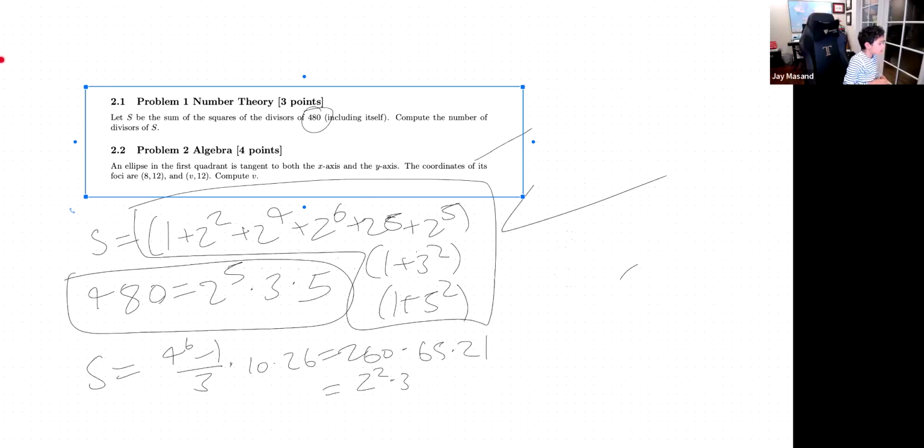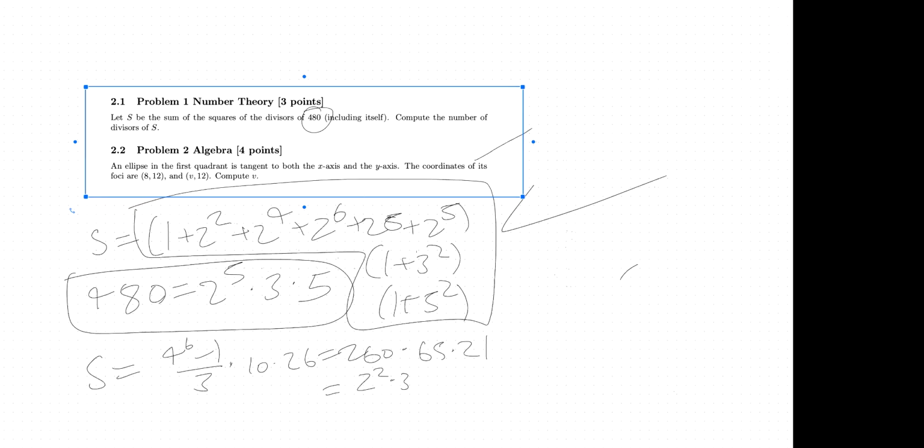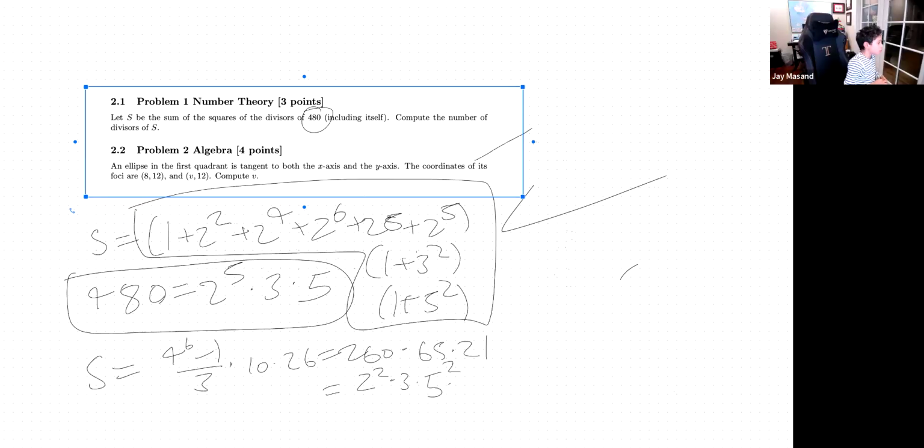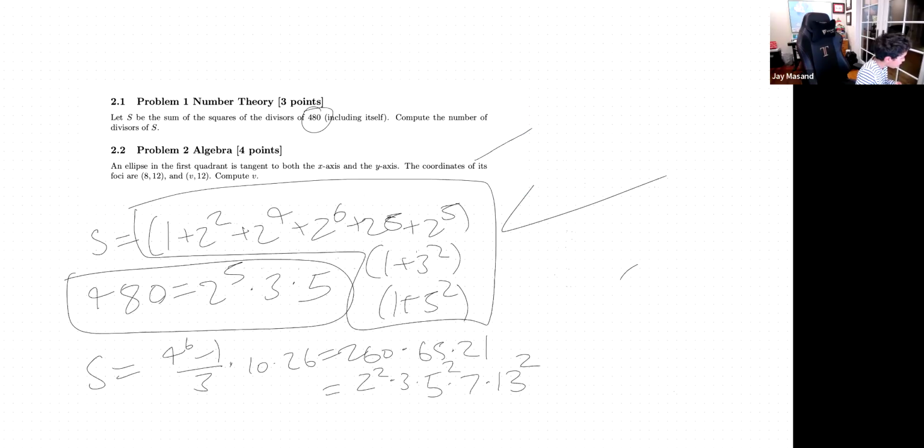Yes. So I have a question. Yeah, go ahead. But how do we know that the sum of the squares of the divisors is 1 plus 2 squared plus 2 to the 4th and so on? In other words, just tell me the rule that shows that the sum would be that.